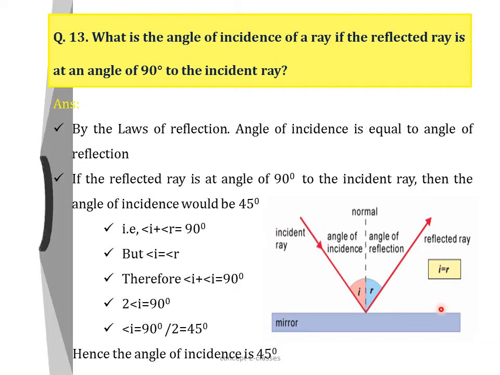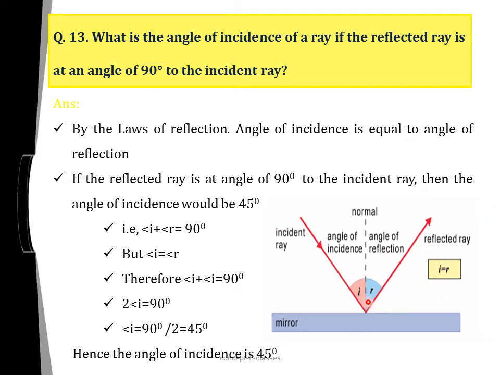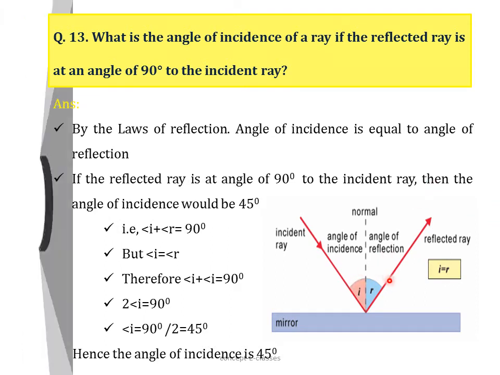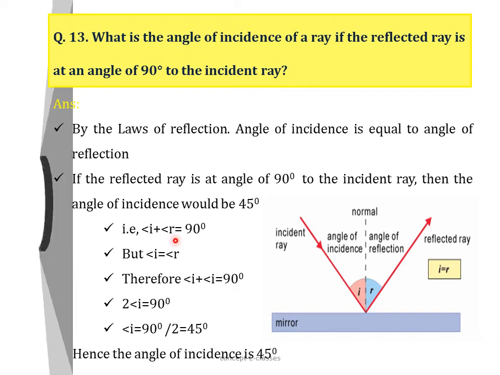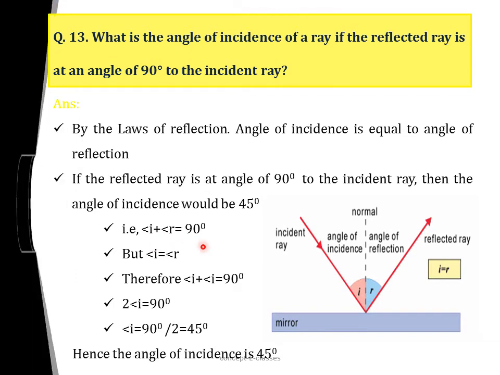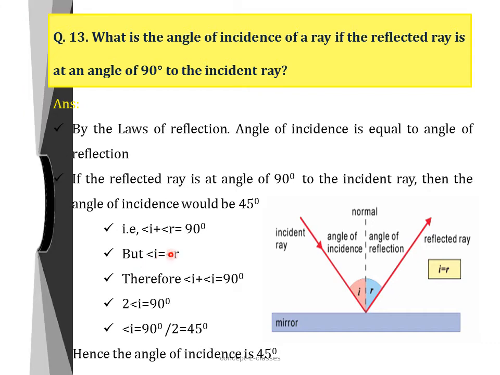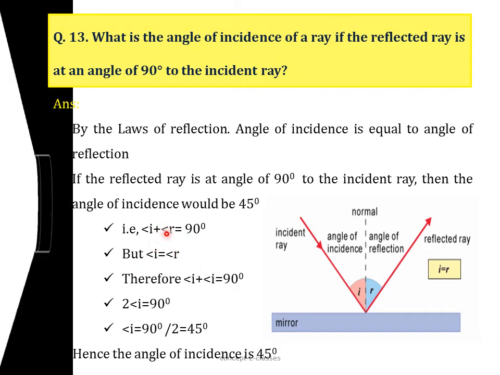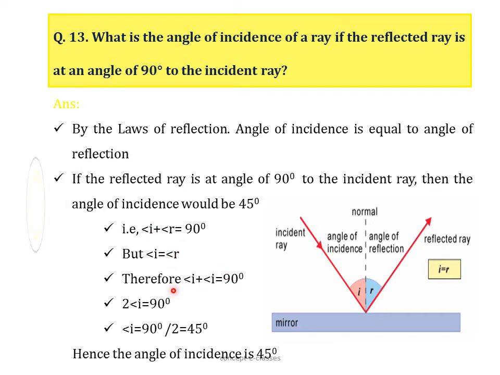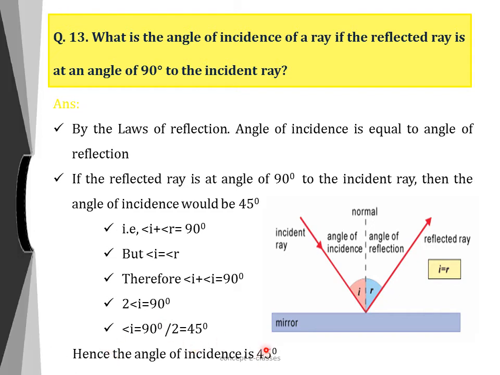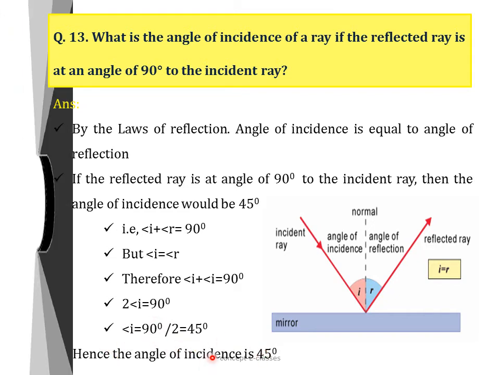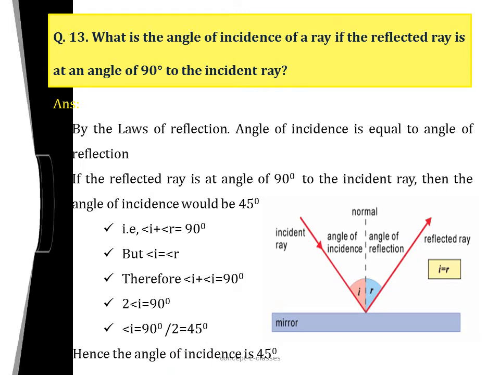But it is given that the reflected ray is at an angle of 90 degree to the incident ray. So this angle is actually 90 degree. Hence we can write that angle of incidence plus angle of reflection is equal to 90 degree. But by the laws of reflection, angle of incidence is equal to angle of reflection. Hence, if we substitute this angle of reflection with angle i, then we'll get 2 angle i is equal to 90 degree. Hence, the angle of incidence is 90 divided by 2, which is 45 degree.